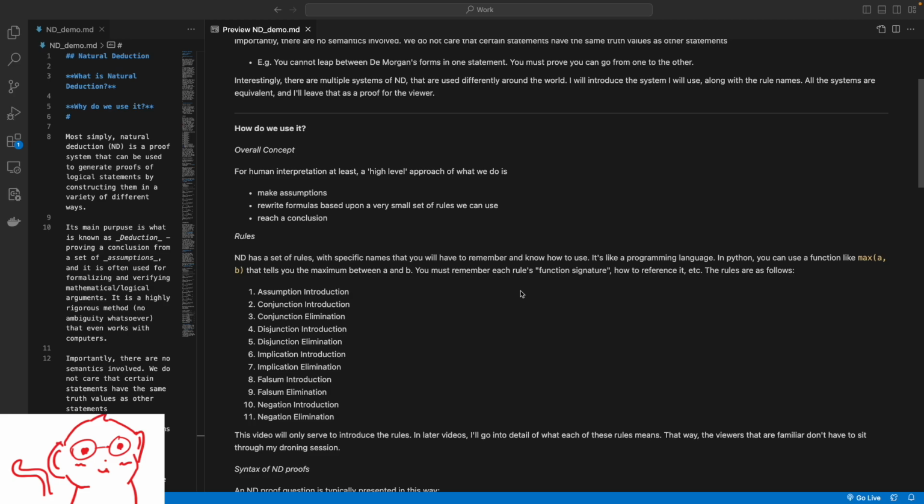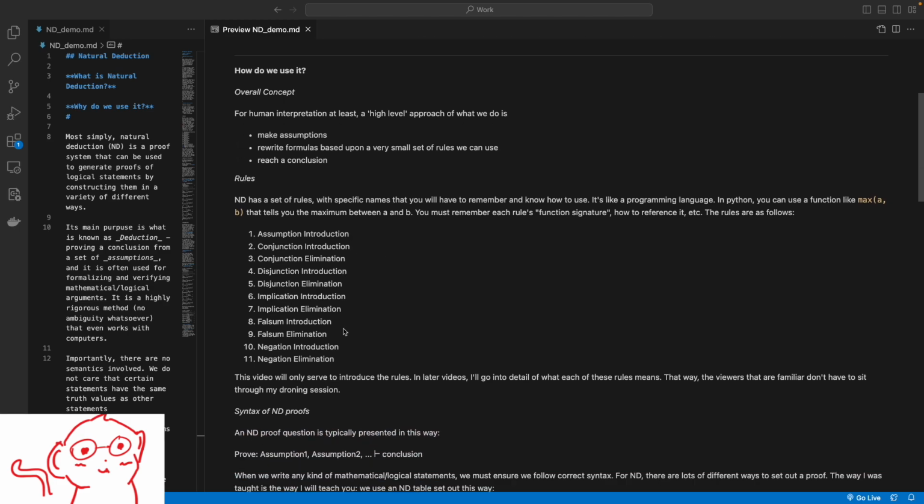Now, let's talk about the rules. Natural deduction is a set of rules, and they have specific names, and you have to remember each one and how to use them. It's like a programming language. You have to remember how certain function signatures work, or how to set up a certain syntax. For example, in Python, you have max(A, B), and it tells you the maximum between A and B. You've got to remember that max, you have to either put in an iterable or two variables, something like that. So you've got to remember each rule's function signature, how to reference.